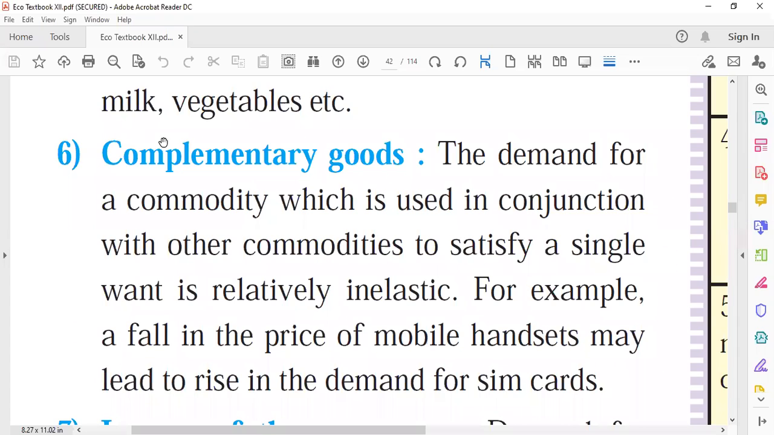Now, suppose the price of a mobile handset decreases and you purchase the handset, but the price of a SIM card rises. You have the mobile phone, so you will be ready to purchase the SIM even at a higher price. Without a SIM, you cannot use a mobile phone. So therefore, the demand for complementary goods is inelastic.